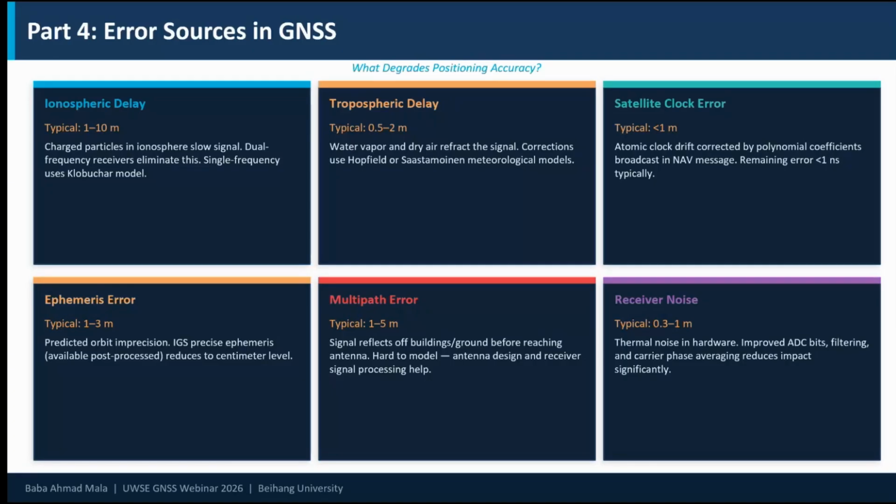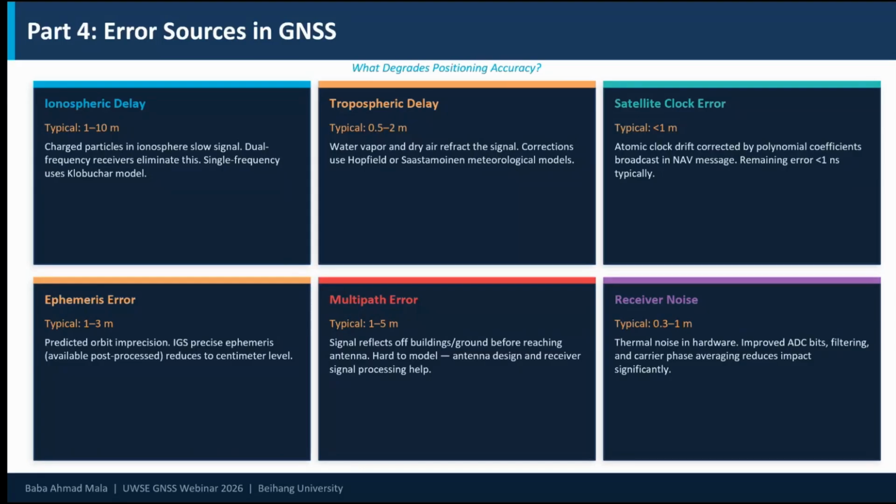Next, we have the satellite clock error, which is mostly below 1 meter. Atomic clock drift is corrected by polynomial coefficients broadcast in navigation messages. So for satellite clock, error is less, and then ephemeris error is between the range of 1 to 3 meters. It is predicted orbit imprecision.